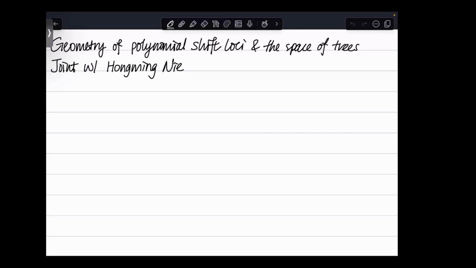So today I'm going to talk about polynomial shift locus and the space of trees. I will start by telling you what the space of trees is. The space of trees is defined through a map, which is called the critical heights map.